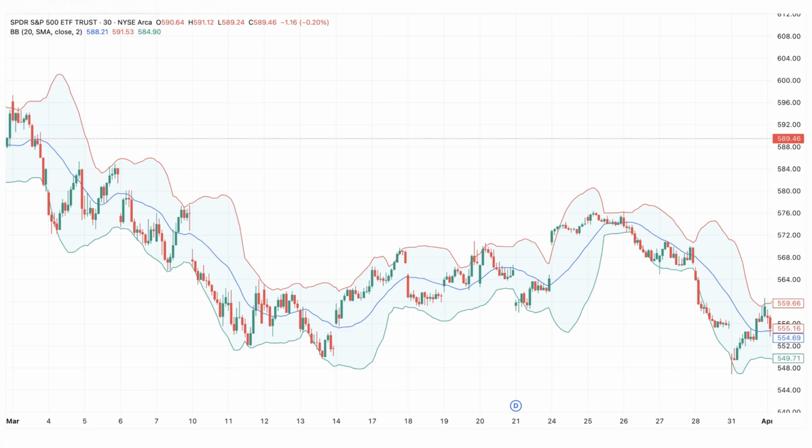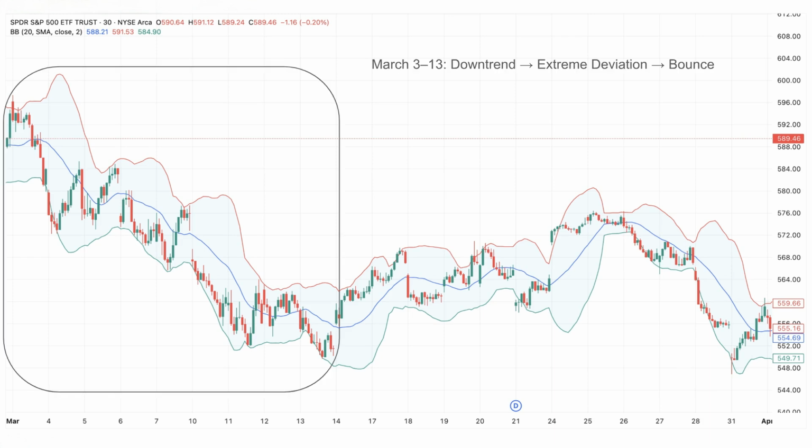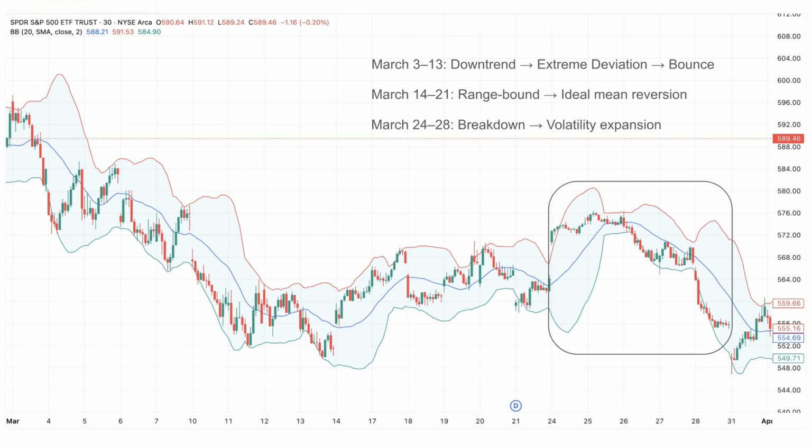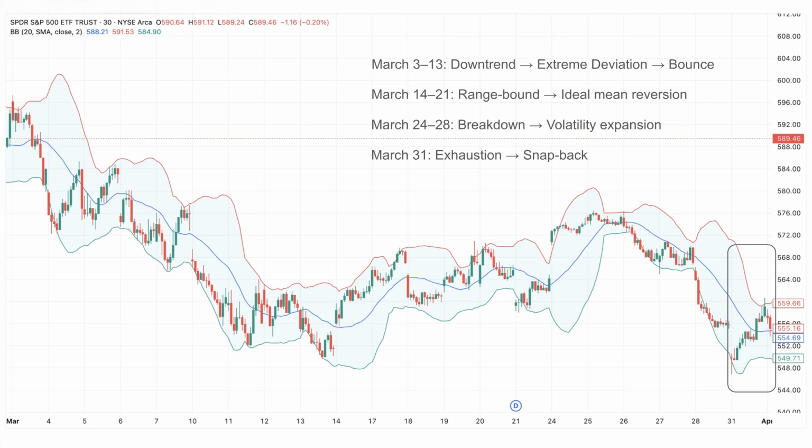To summarize SPY price's movements, March 3rd to 13th, downtrend, extreme deviation, bounce. March 14th to 21st, range bound, ideal mean reversion. March 24th to 28th, breakdown and volatility expansion. March 31st, exhaustion and snapback. SPY transitioned from expansion to compression and back to expansion again. Opportunities emerged, but only for those who adjusted to the evolving volatility environment.